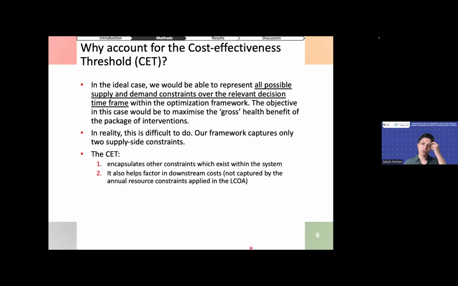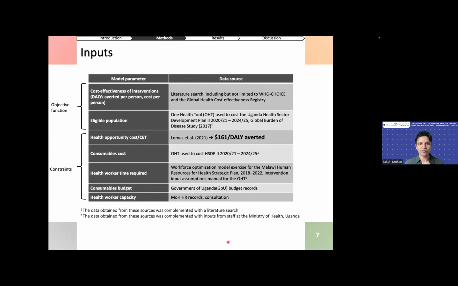This has to do with the fact that our constraints only captured constraints at the annual scale. So all the drugs and commodities budget, as well as the health worker capacity, was applied for one year, whereas there are obviously downstream costs to providing an intervention, which are captured within cost effectiveness studies. So accounting for this cost effectiveness threshold allows us to incorporate those downstream costs as well.